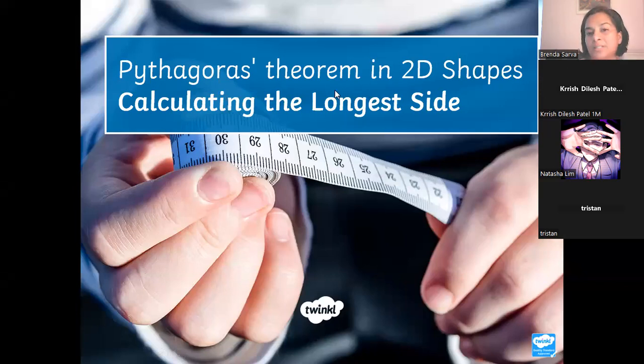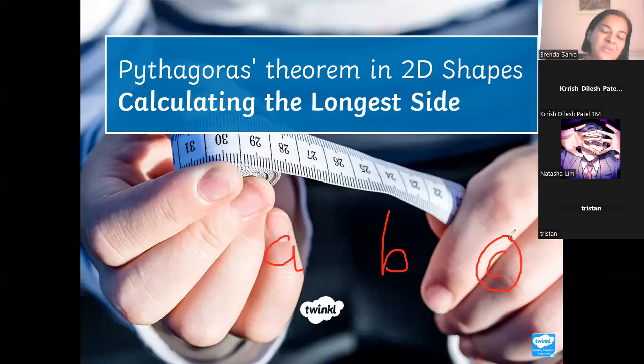Now we're going to look into calculating the length of the longest side. You remember I told you there was A side, B side, C side, okay? There was A side, B side, and C side of the triangle. Which do you think is the longest? C side.